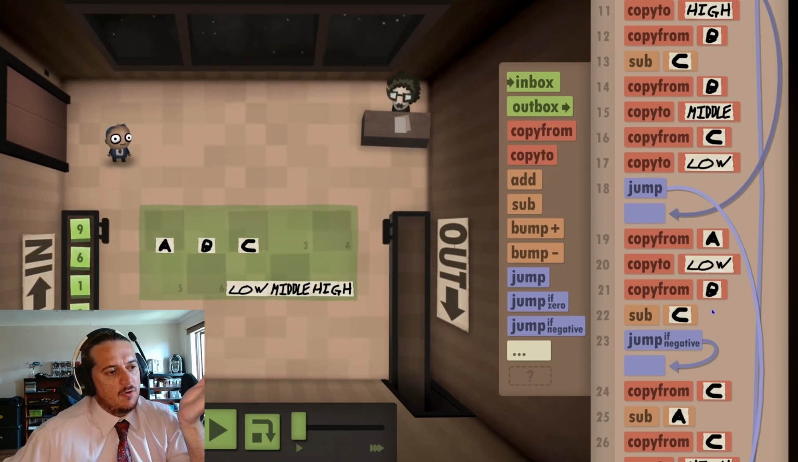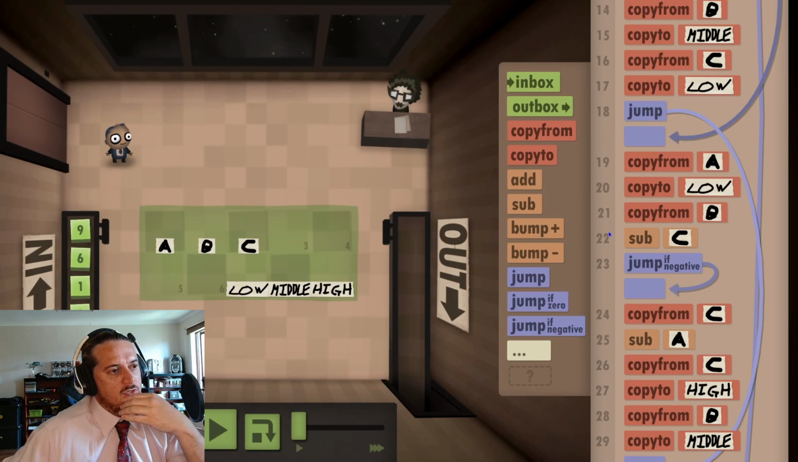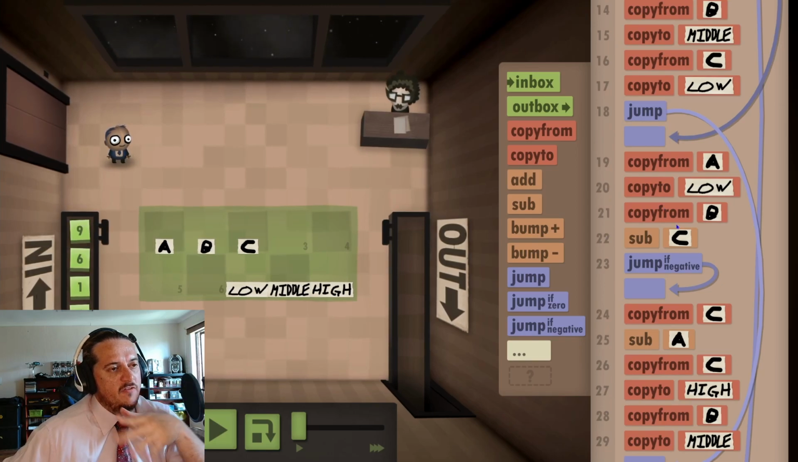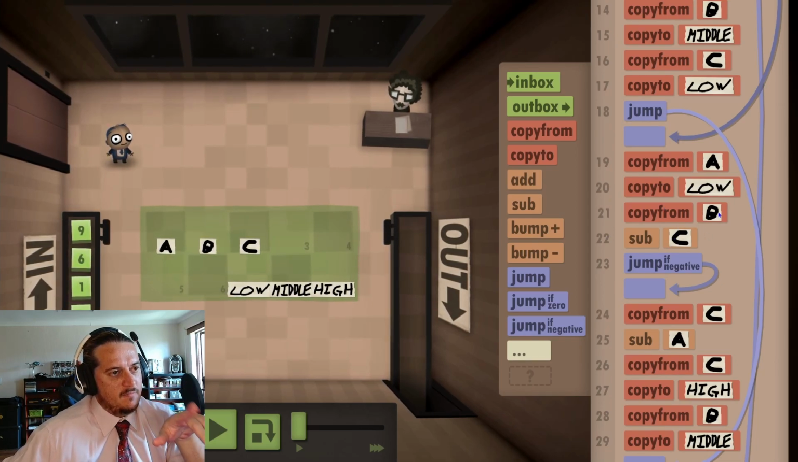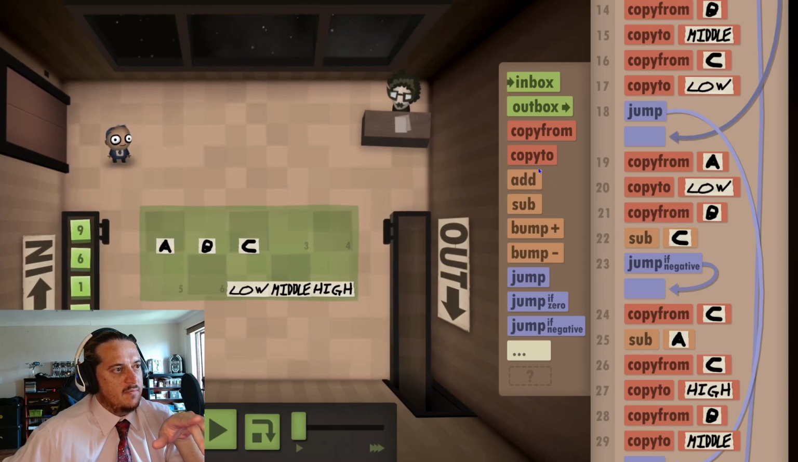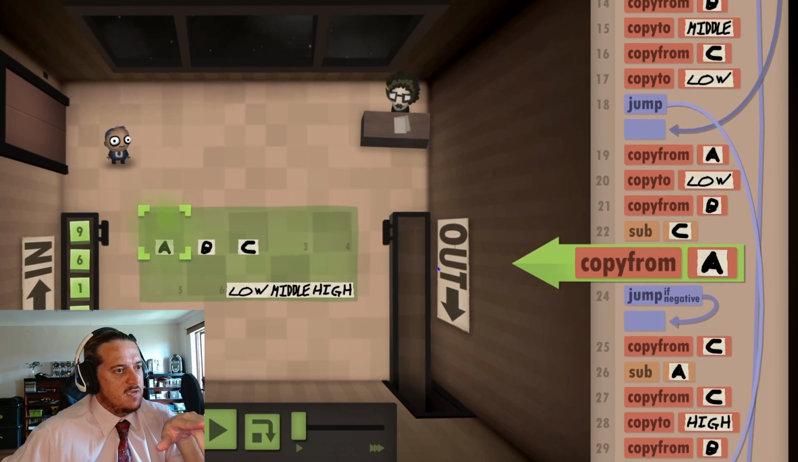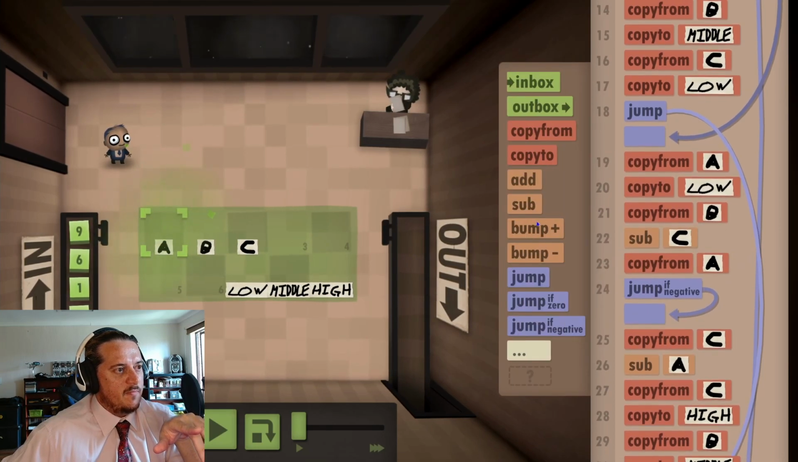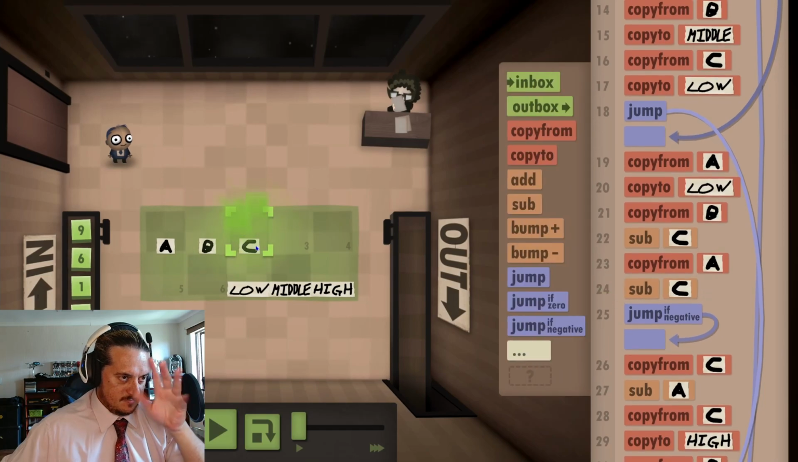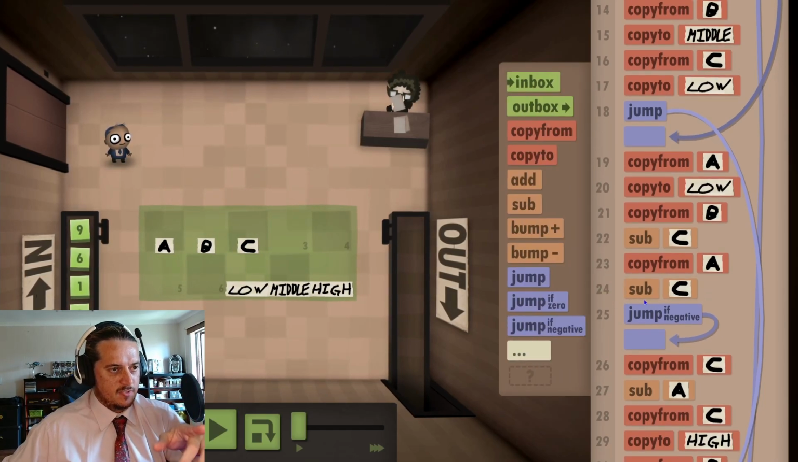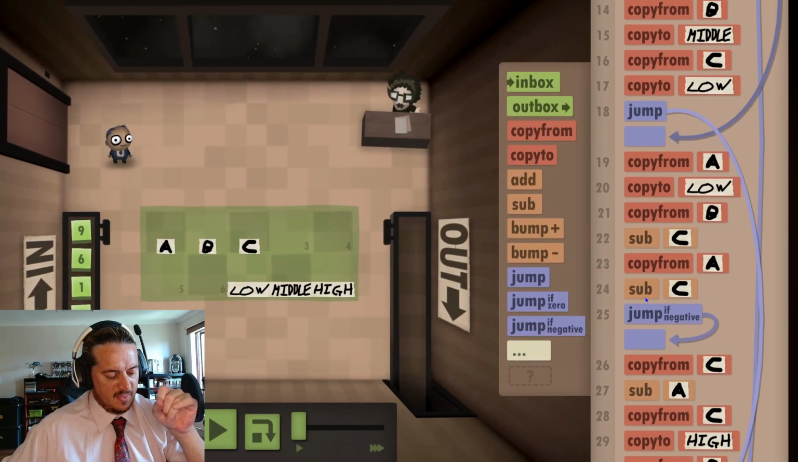You need to do a check on which is bigger, A or C. So if that's positive, it means that B is higher than C. So then I need to check on the same thing from A and C. So copy from A minus C. And then again, if that's positive, then A is bigger.